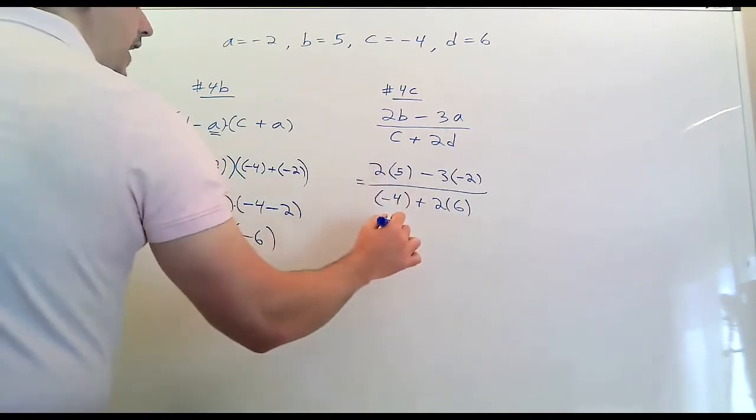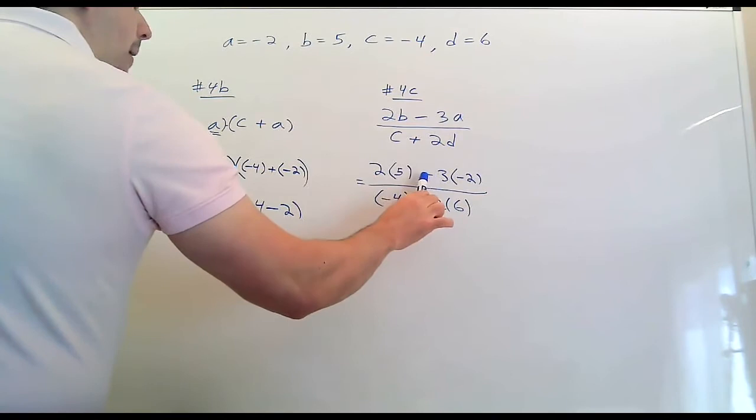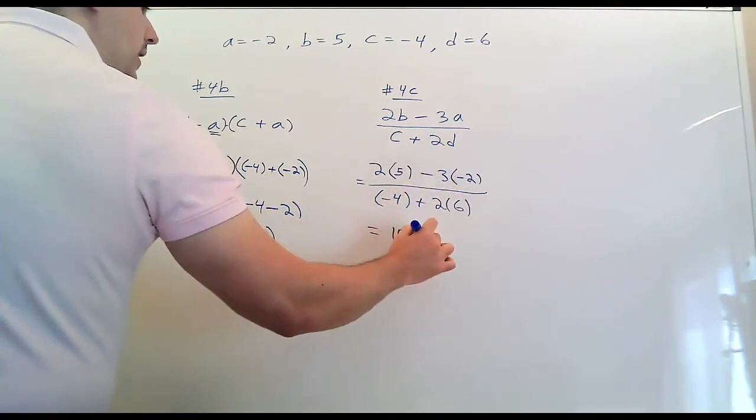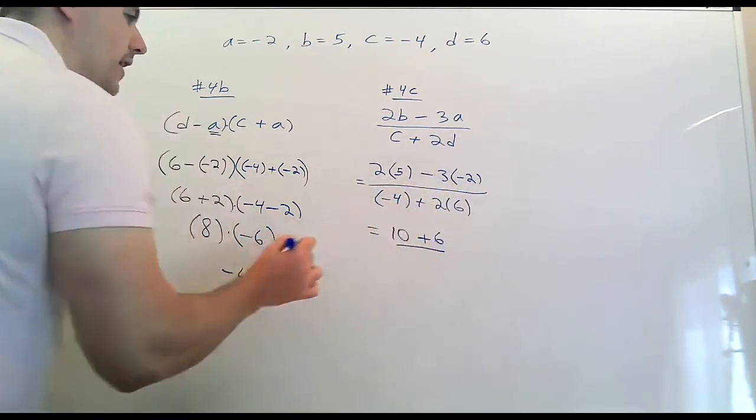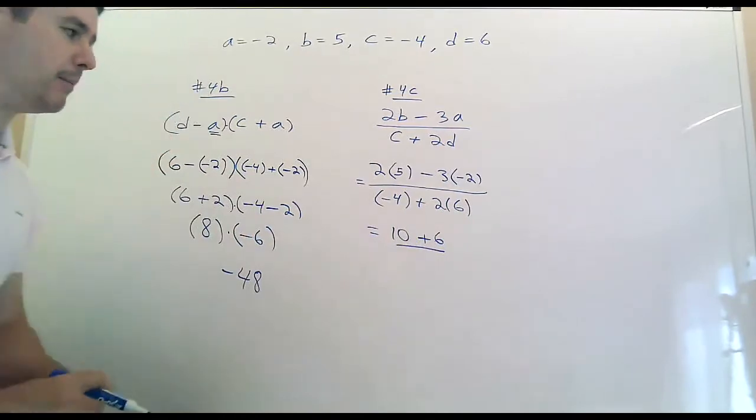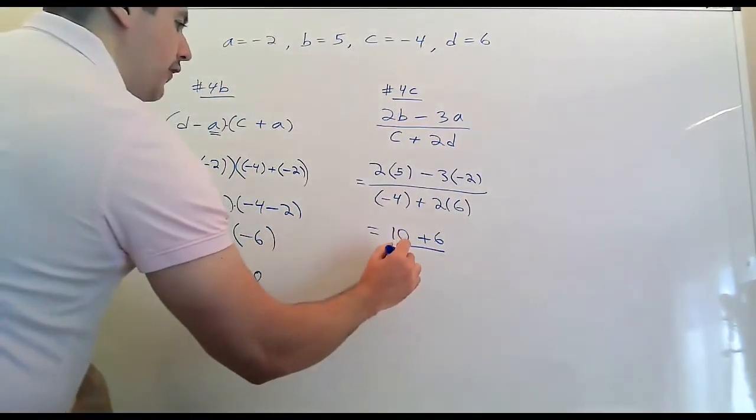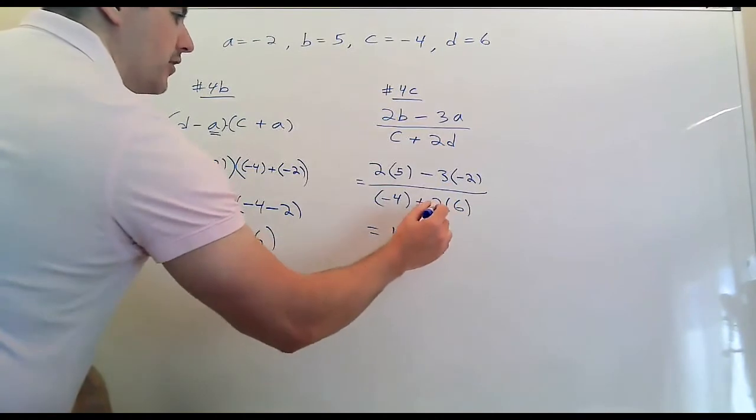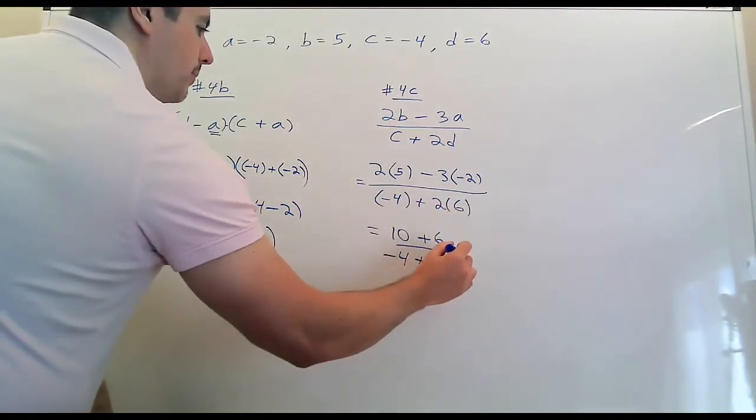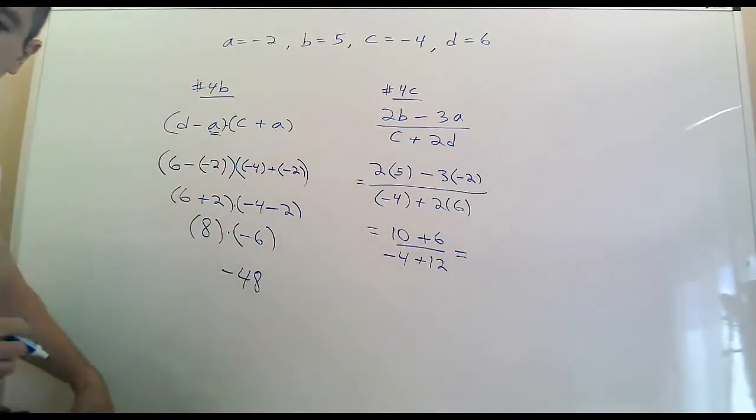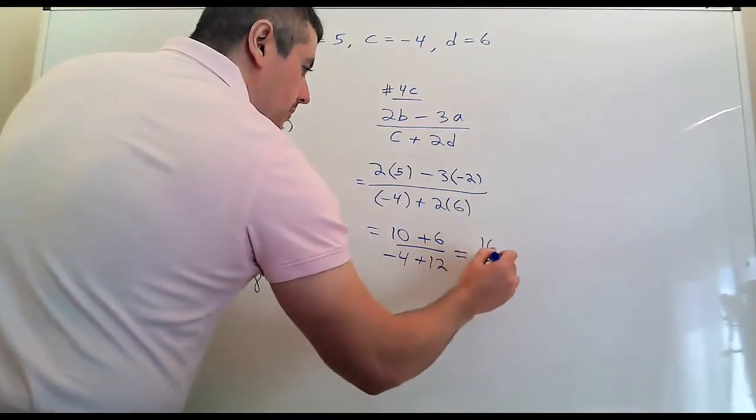Now I'm going to do 2 times 5, which is 10. A -3 times a -2 is what? Plus 6. Right? 3 times 2 is 6, but they're both negative, so you got to make it plus. I have -4 plus what? 6 times 2 is 12. That's on the bottom. 10 plus 6 on top, 16.